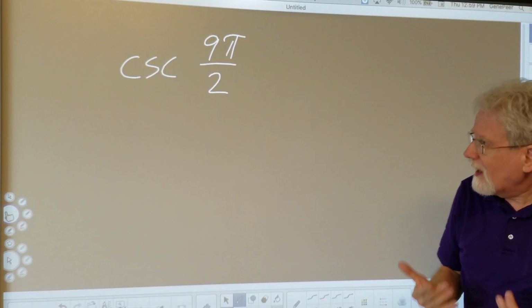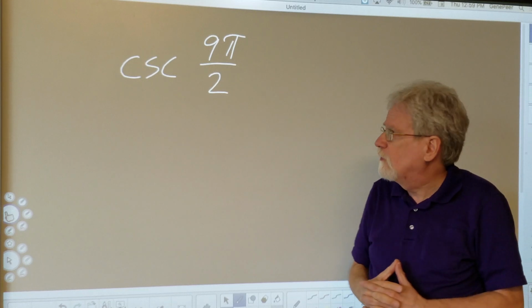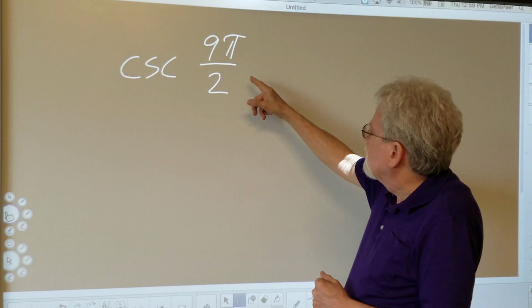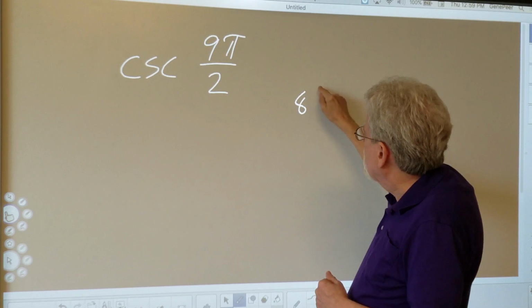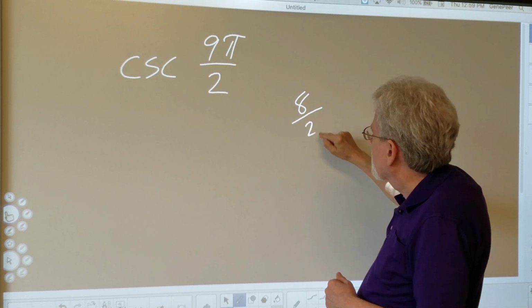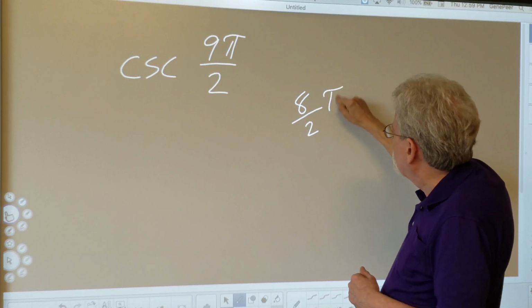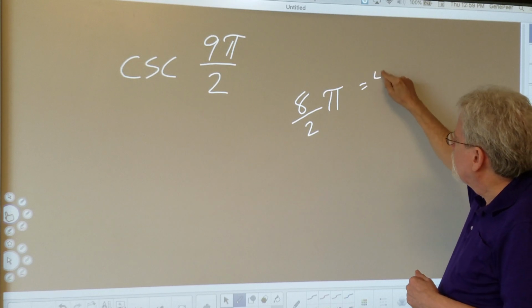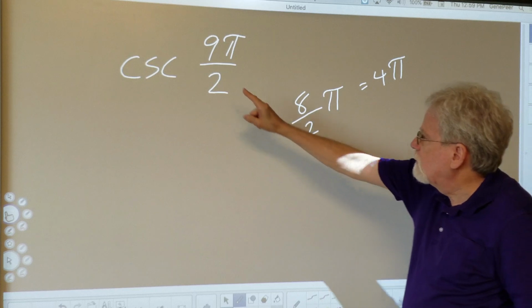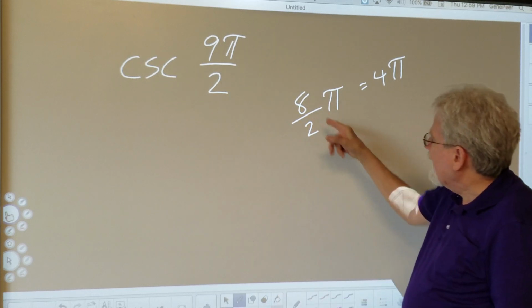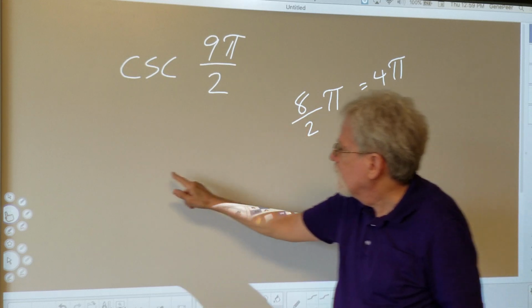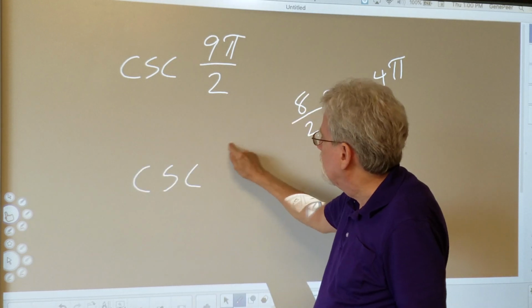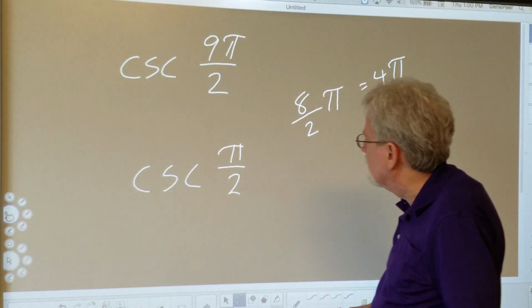We toss out any multiples of 2 pi. Well, we can toss out a total of 8 pi here. If we take out 8 halves pi, better known as 4 pi, I'm left with 1 half pi. This becomes cosecant of pi over 2.